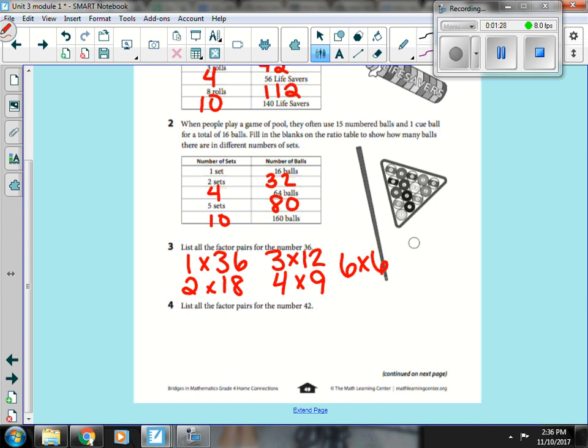And then I'm doing the same thing for the number 42. So I always start with 1 and 42, and I know that it's even, so 2 times 21. 3 also works. 3 times 16. Oh, I'm sorry, not 3 times 16. 3 times 14. 4 does not work, neither does 5, but 6 and 7 work. And that's all of them for 42.